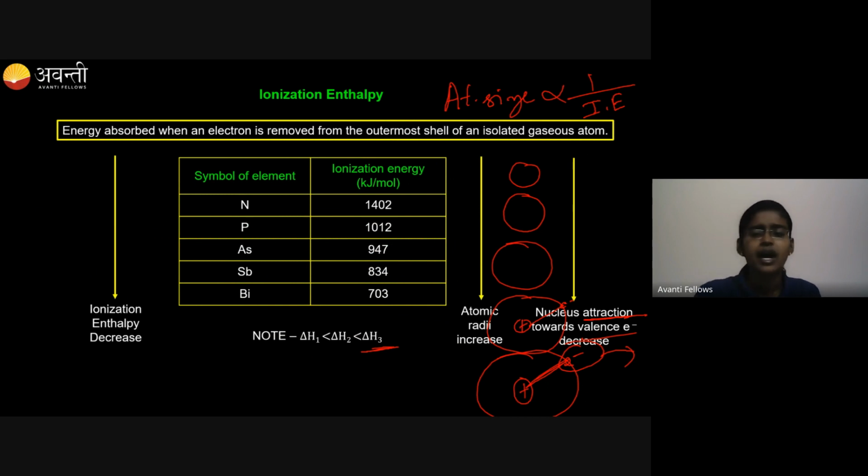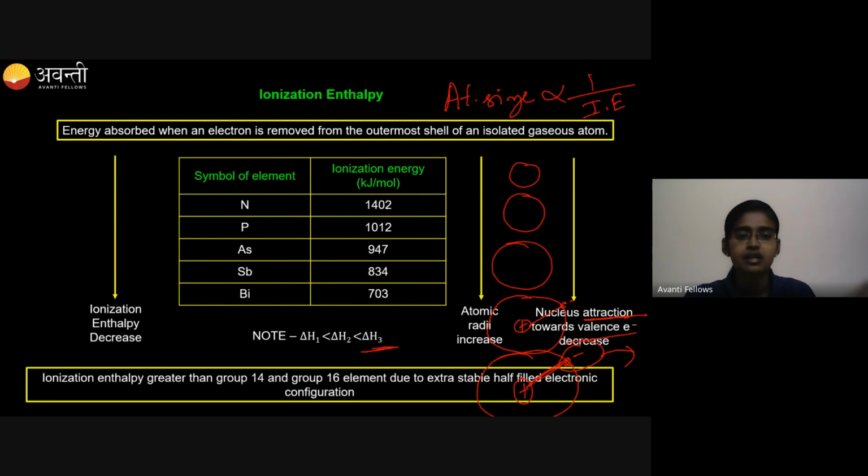And the ionization energy for group 15 elements is relatively very high. You can see it is much greater than group 14 and group 16. Why? Because of the extra stability of the half-filled configuration. Group 15 elements have half-filled configurations, so they are very, very stable. To disturb a stable person, you have to supply more energy. Then only you can remove the electron from the system. So you have to make a note of it.